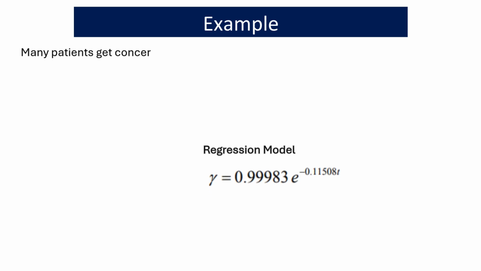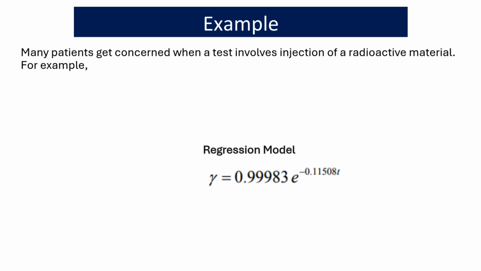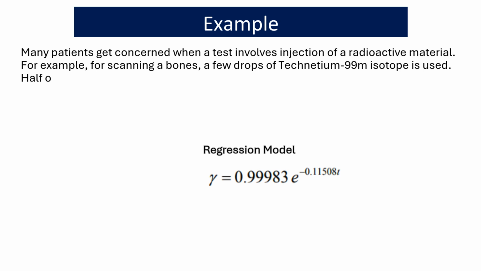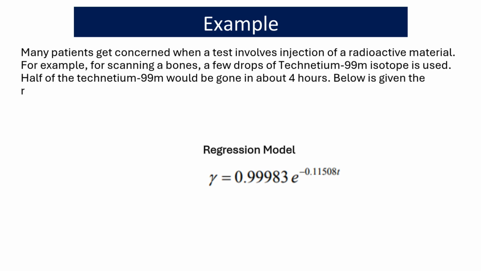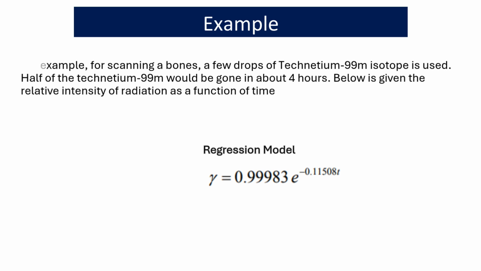Many patients get concerned when a test involves injection of a radioactive material. For example, for scanning of bones, a few drops of technetium-99m isotope is used. Half of the technetium-99m would be gone in about 4 hours. Below is given the relative intensity of radiation as a function of time.